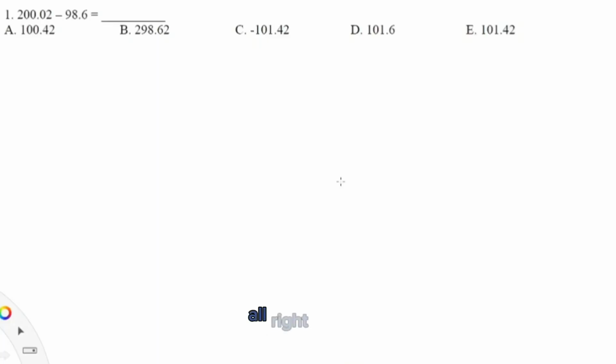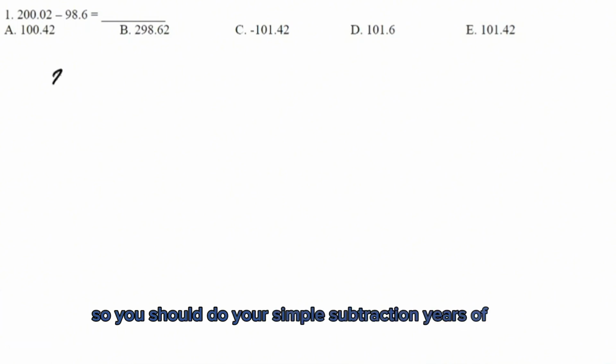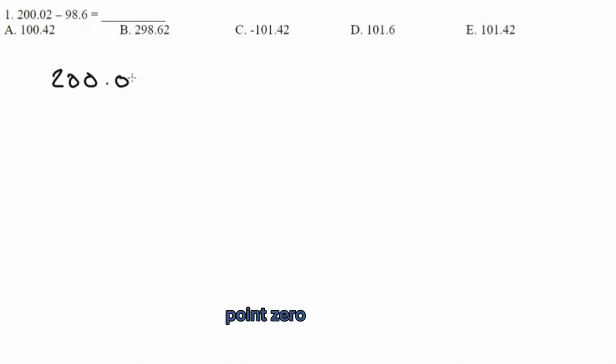Let's do it. Alright, first up, 200.02 minus 98.6 equals what? Alright, so you have to do our simple subtraction here. So 200.02 minus 98.6. Alright, so I like to break up these type of problems to make it easier and quicker to solve.